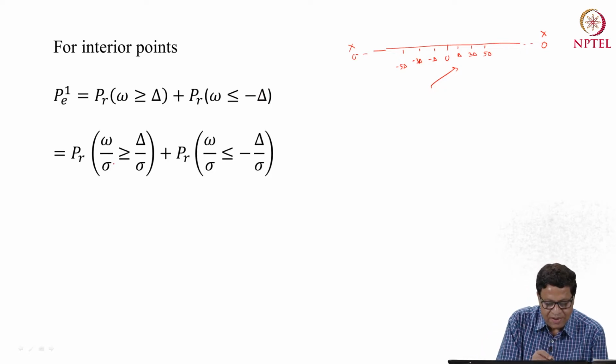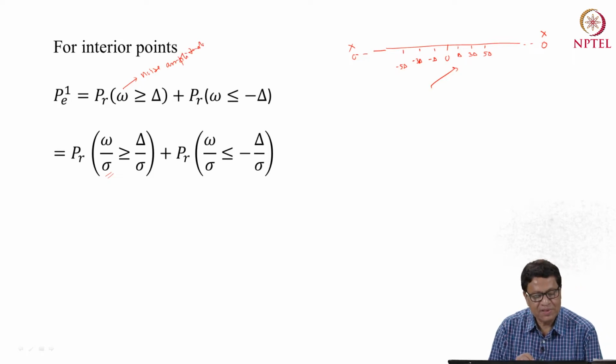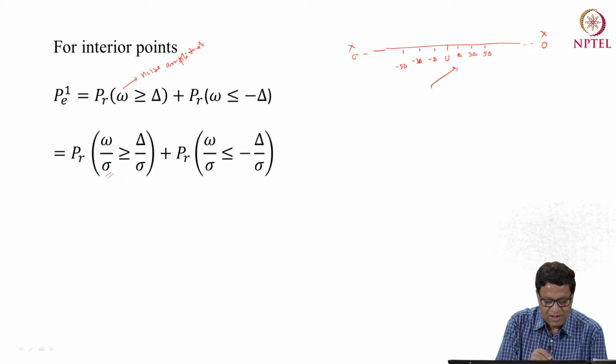And I can divide this by sigma, the noise standard deviation. Actually, this is the noise amplitude. So error will happen when the noise amplitude is greater than delta or noise amplitude is less than minus delta for any of the interior constellation points. So I can divide this by sigma. So this will remain the same.